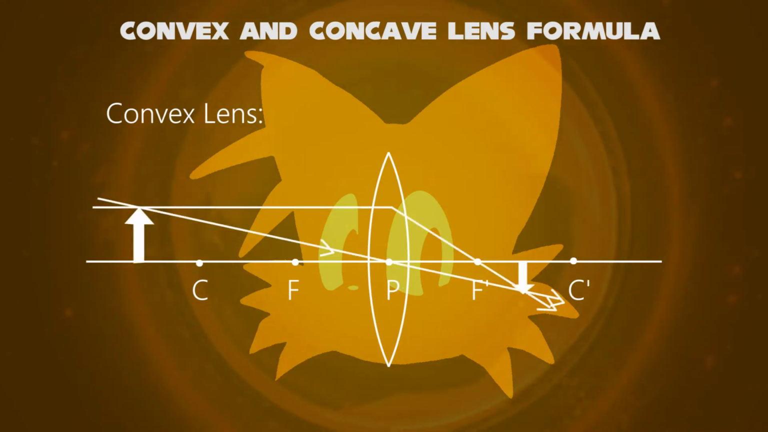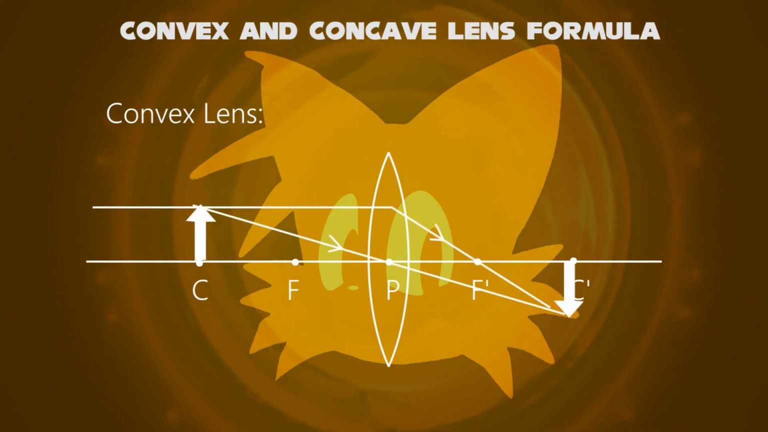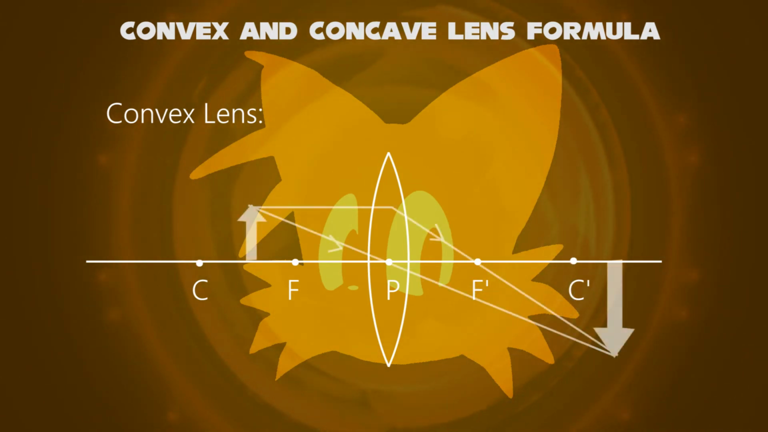1st case, if the object is placed beyond C, the image appears to be diminished and is real and inverted, between C' and F'. 2nd case, if the object is placed at C, its image forms at C', typically the size is equal, and is real and inverted. 3rd case, if the object is placed between C and F, the image becomes larger beyond C', which is again real and inverted.